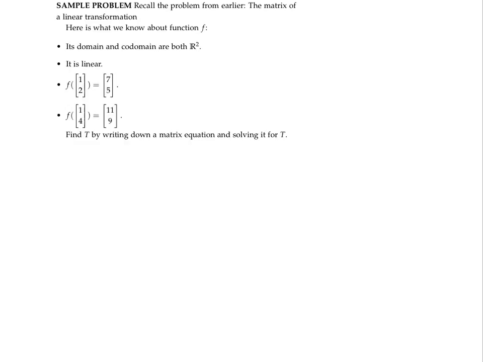Let's take a look at how to write down a matrix equation and solve it for T. And that's the way that we're going to find T this time. Well, let's start out with our mystery T. There's our mystery man, and we're actually going to take a look at the fact that when we multiply T by this matrix, we should get the following result. Does everyone agree with that?